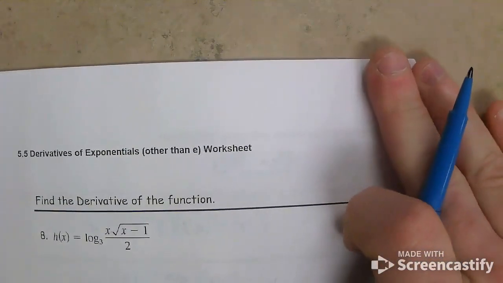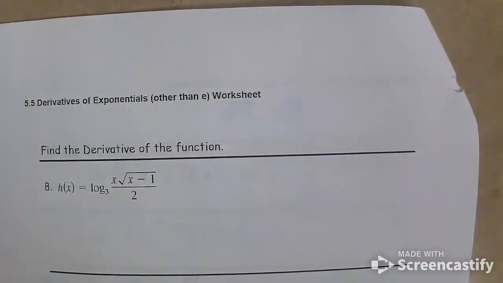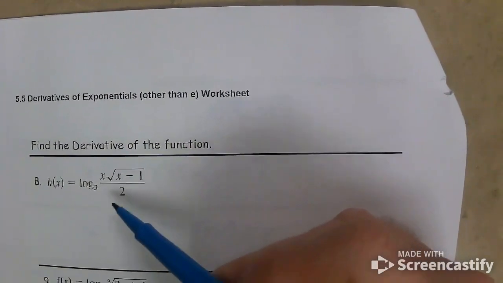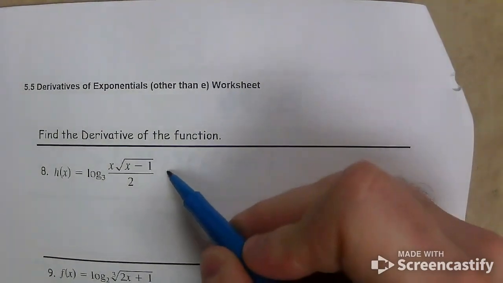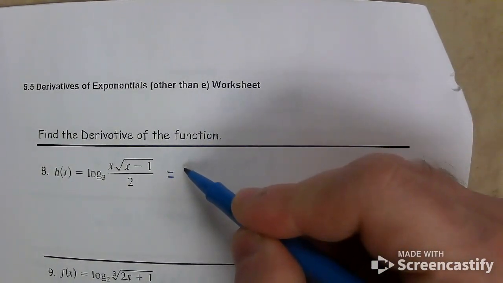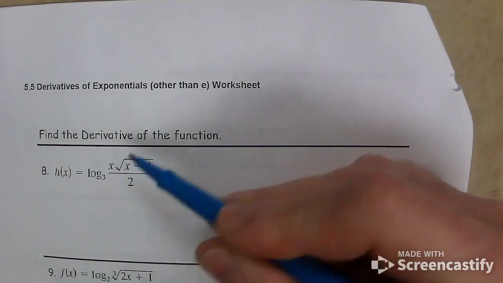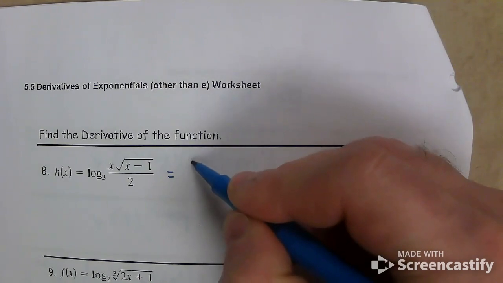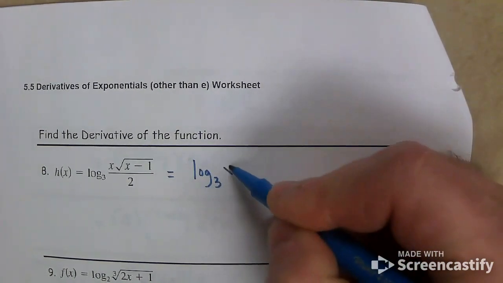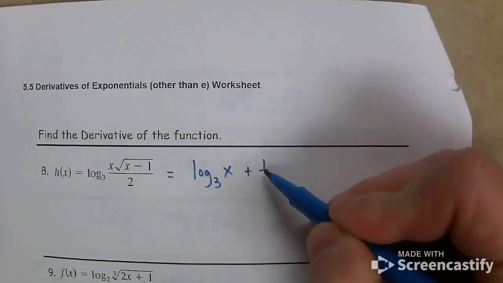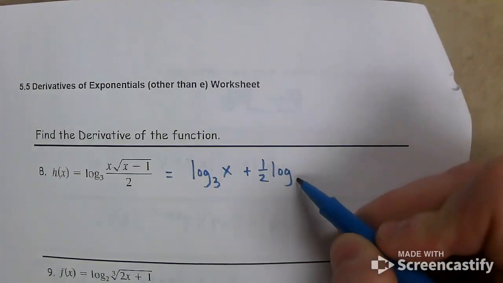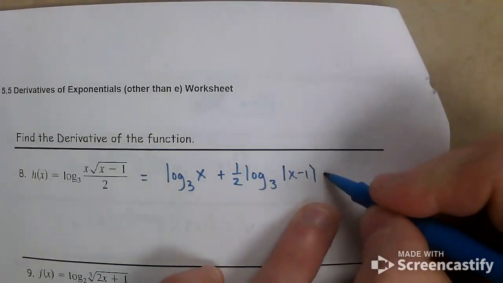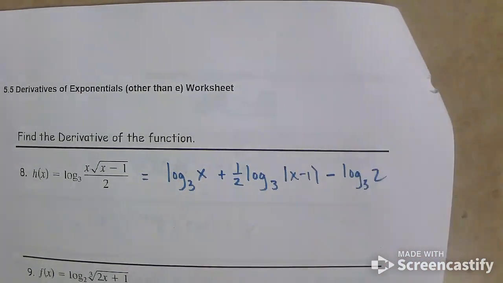If we want to do this, we have a u prime, which would be a product rule with a chain rule in it. Not that big of a chain rule, but to me, I kind of want to rewrite this. So I'm going to rewrite this as, if I have a 1/2 there as a scalar, I could look at that too. This is the same as me saying log base 3 of x plus 1/2 log base 3 of x minus 1 minus log base 3 of 2.